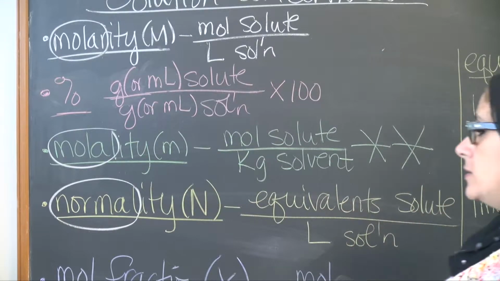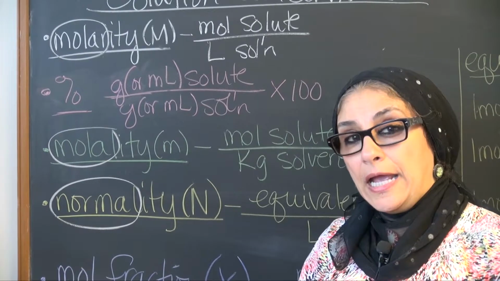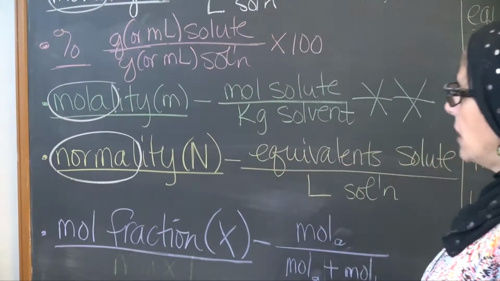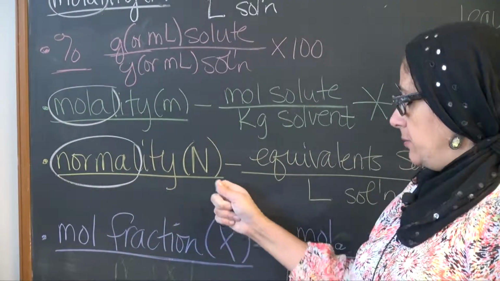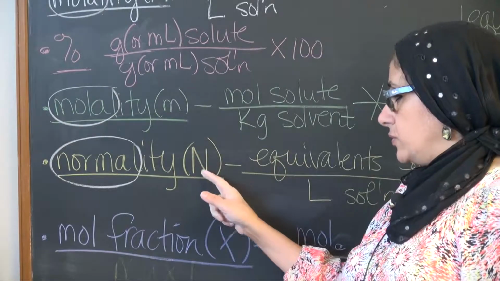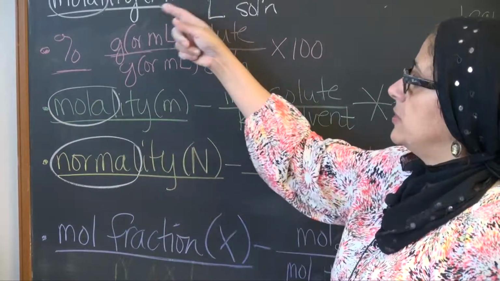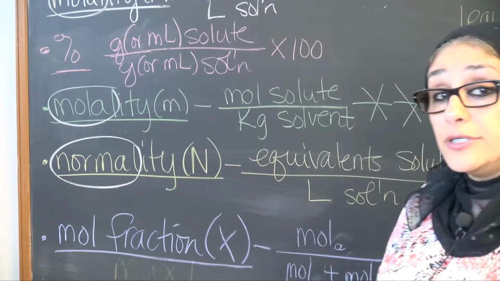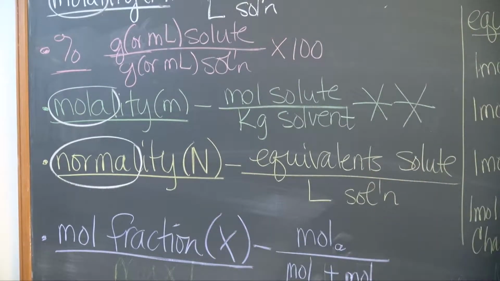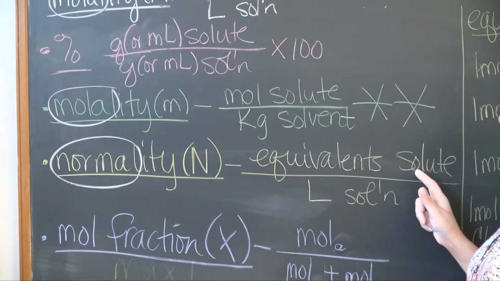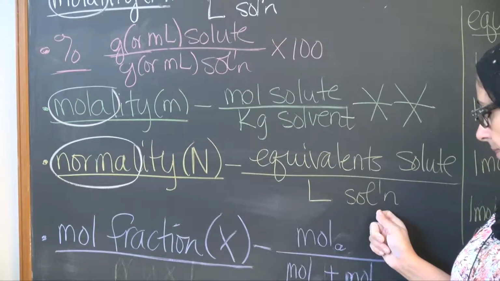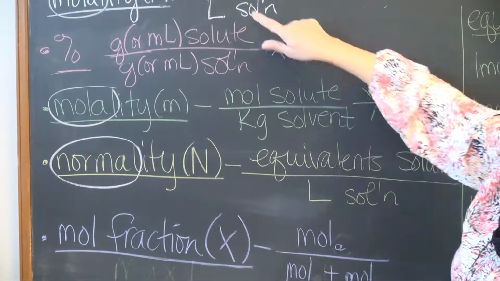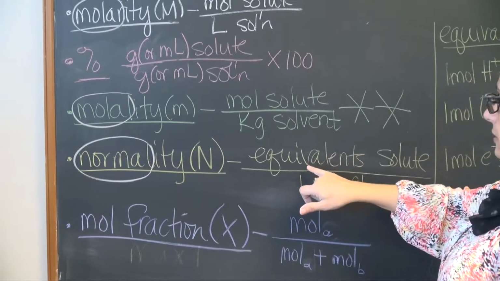Okay, the next one is a concentration unit that is not as commonly seen anymore, but it's very useful, and that is normality, symbolized by capital N. And when you see capital N, you say normal, just like capital M is molar. Okay, and normality and molarity are very closely related. Normality is defined as the equivalents of solute per liter of solution. Now look at the definition here and for molarity, and the only difference is here we're dealing with moles of solute, here we're dealing with equivalents.